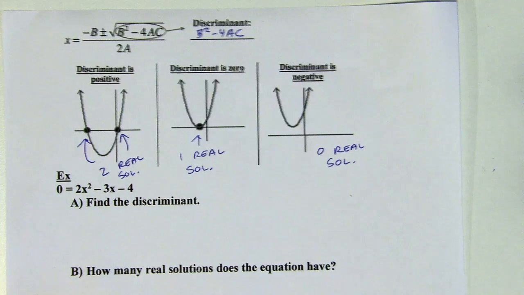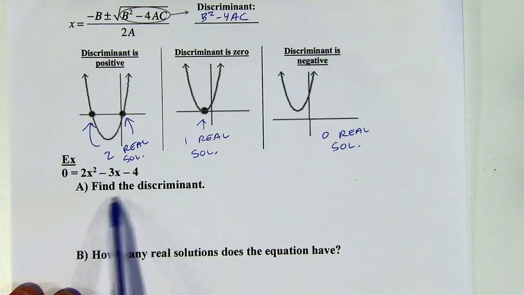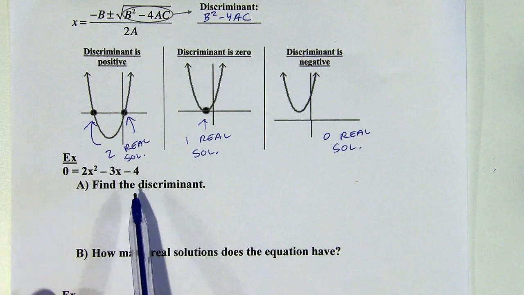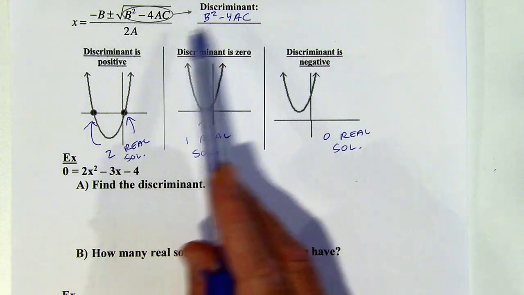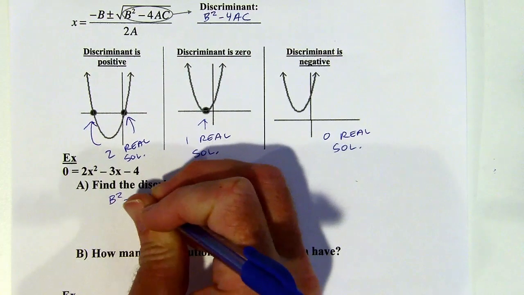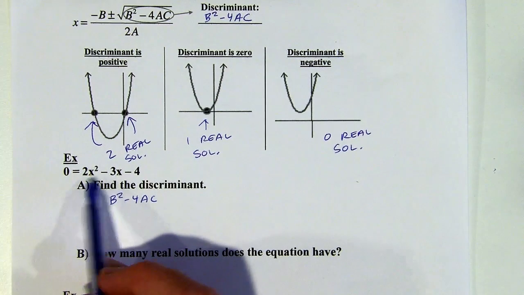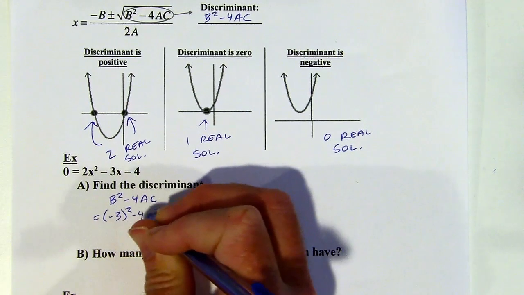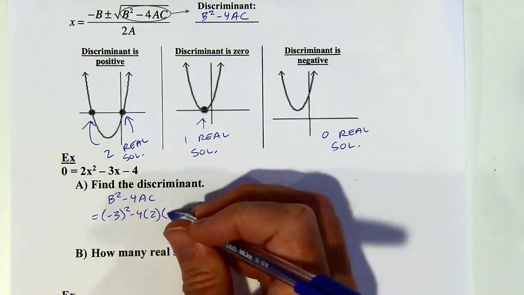Okay, all right, let's look at this. We've got this equation here. It says find the discriminant. Now, we could solve this for x using the quadratic formula, but if it just asks for the discriminant, then I only need to do the part under the radical. Okay, so I'm going to use b squared minus 4ac. And in this equation, the b is going to be negative 3. This is already in standard form. So the negative 3 goes there. Minus 4. A would be 2. And c would be negative 4.